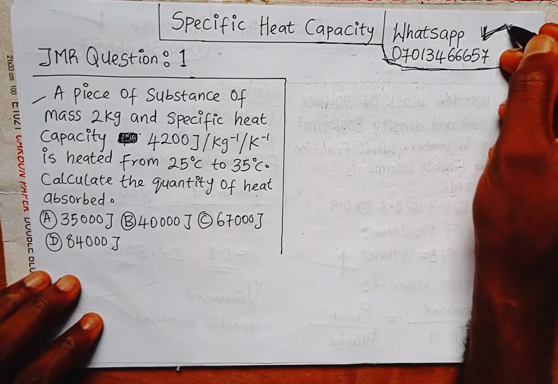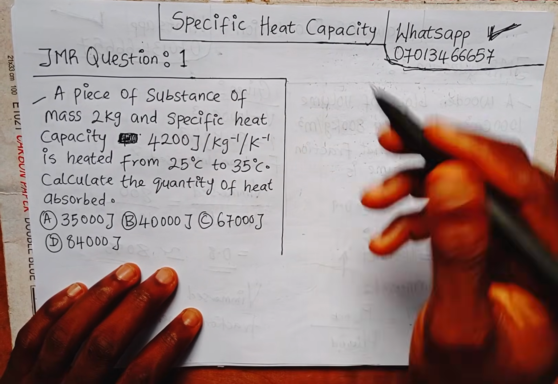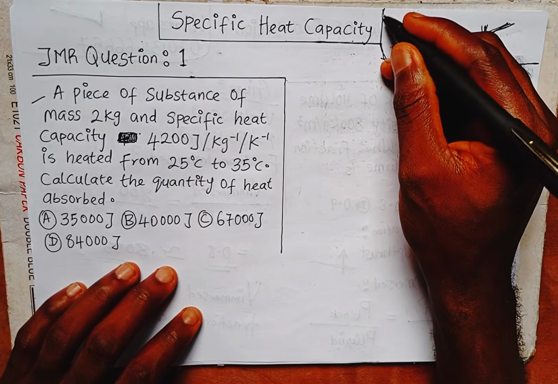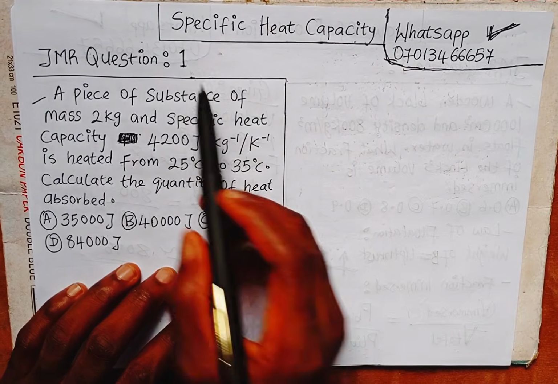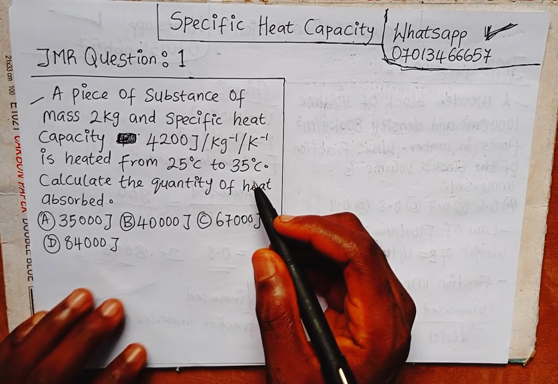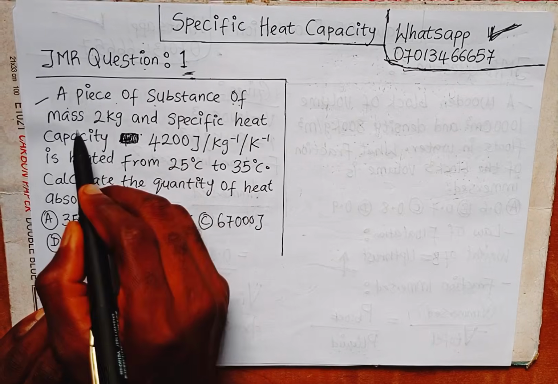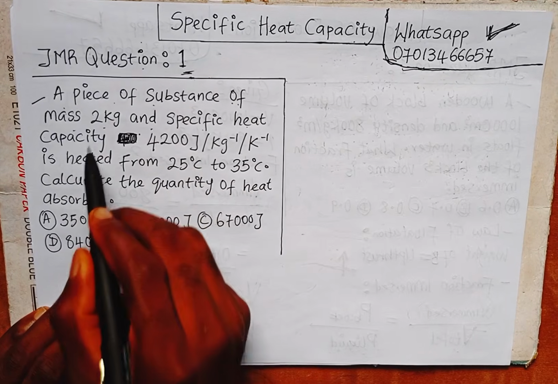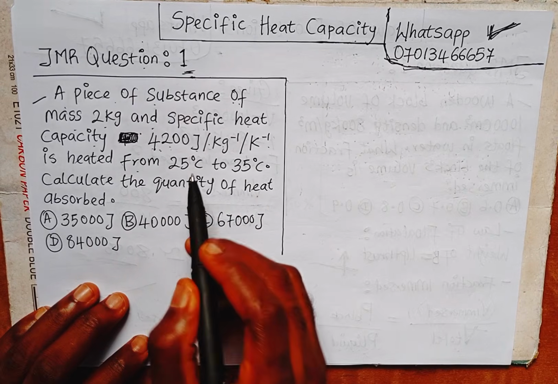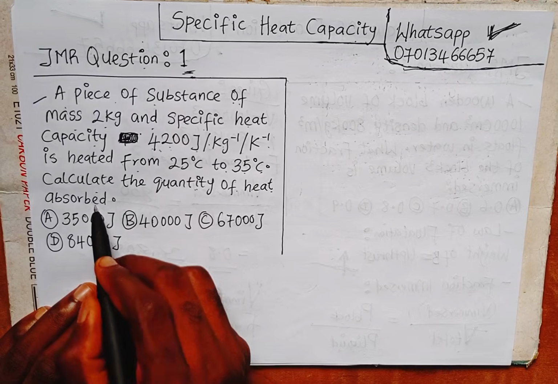All right. So now let's look at the question we have here, under the topic specific heat capacity, as suggested and recommended by JAMB. If you look at the list of topics where JAMB is going to set calculation questions from, you will realize that specific heat capacity is number 9 or number 10. The question is JAMB must-repeat question 1. A piece of substance of mass 2 kilogram and specific heat capacity 4,200 joule per kilogram per Kelvin is heated from 25 degrees Celsius to 35 degrees Celsius. Calculate the quantity of heat absorbed.